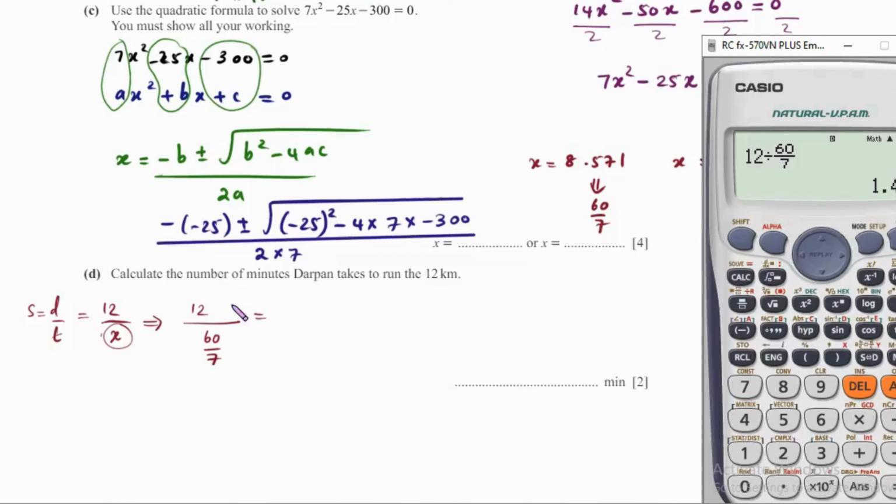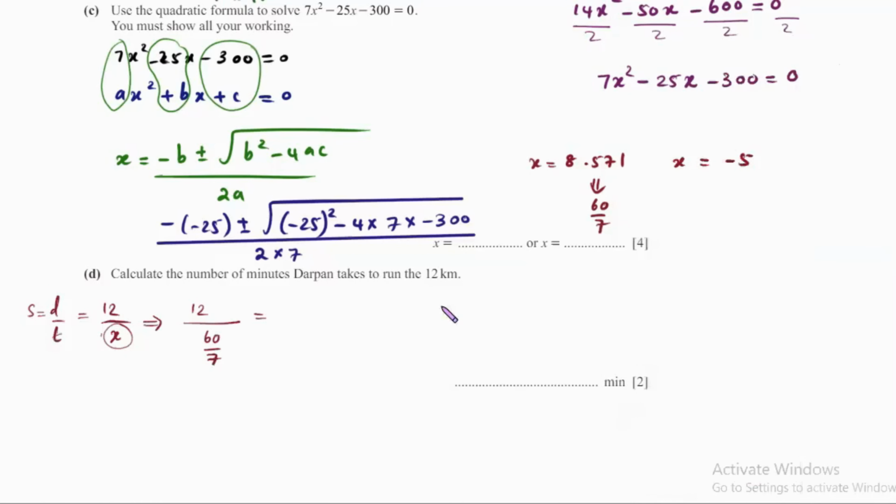But then we are asked to calculate in minutes. So to convert this into minutes, I need to times it by 60, because in an hour we have 60 minutes. When I do that, I get 84. So this is equal to 1.4 hours, and to convert it into minutes, I need to times it by 60. This gave us 84 minutes. This is going to be the time taken in minutes for Darpan to run 12 kilometers.